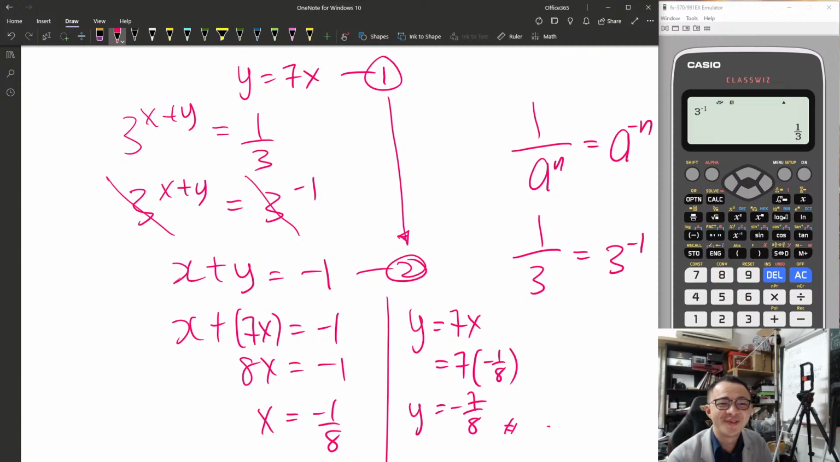This calculator saved me in the checkpoint Year 9 test when solving equations. Yeah, this calculator can solve equations easily. If you know how to type, it's going to save you a lot of time.